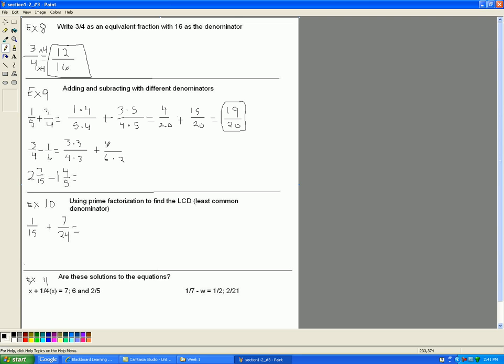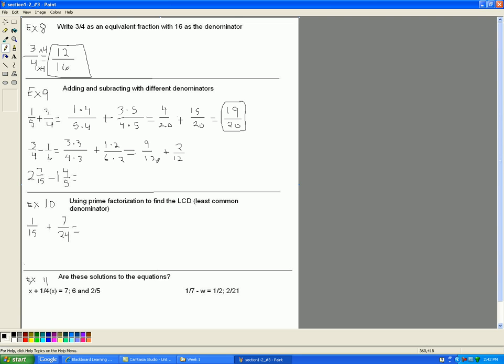Multiply by 2 on the bottom, we gotta multiply by 2 on the top. Let's go ahead and calculate this out. 3 times 3 is 9 over 4 times 3 is 12, plus 1 times 2 is 2 over 6 times 2 is 12.